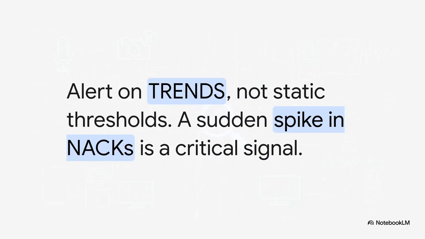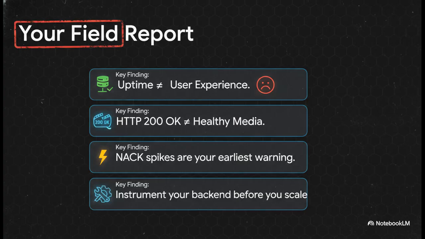And this brings us to a critical rule for your alerting. Alert on trends, not static thresholds. A sudden, sharp spike in NACKs is a far more powerful signal than a bitrate that's just consistently high. It's the change, the trend, that predicts the problem. Okay, time for the field report. Let's lock in the key takeaways. 1. Uptime does not equal user experience. 2. An HTTP 200 OK does not mean you have healthy media. 3. Those NACK spikes are your single earliest warning sign of trouble. And finally, 4. Instrument your backend for this stuff before you even think about scaling.